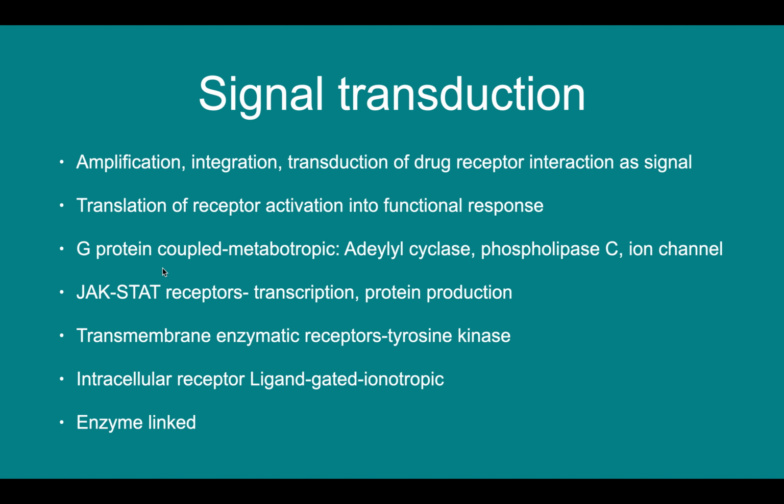There are the G protein coupled pathways, which are metabotropic, so it requires some time to work, and ATP, I'm sorry. So this is the ATP, cAMP, phospholipase C, ion channels, the JAK-STAT receptors, and it has a role to play in transcription and protein production. And then the transmembrane enzymatic receptors is going to be a tyrosine kinase, and the intracellular receptor is going to be ligand gated, and that's the ionotropic. So this is going to be like instant, and it requires the electrochemical gradient. So most all of everything is going to be enzyme linked.